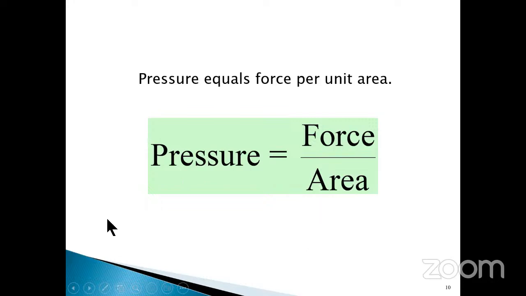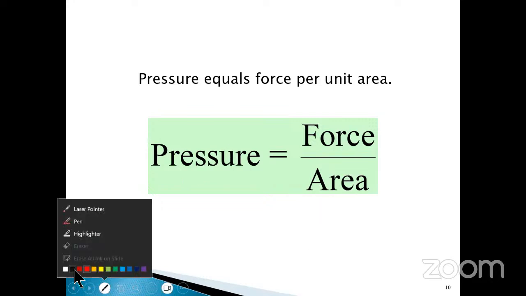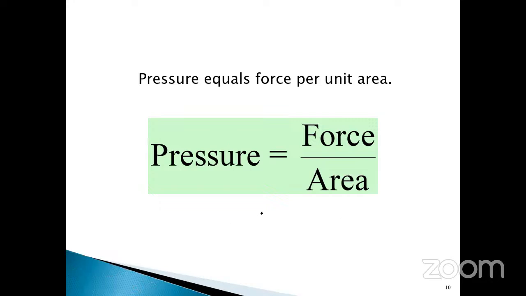So what that means is that if the force is in 1 unit and the metric unit of force is newtons, and the area is in meters squared, then the units of pressure would be newtons per meter squared. And there's a special name given to this collection of units. It's called a Pascal unit, right? So whenever you see Pascal, it's the same thing as newtons per meter squared. But there's some other units of pressure as well.